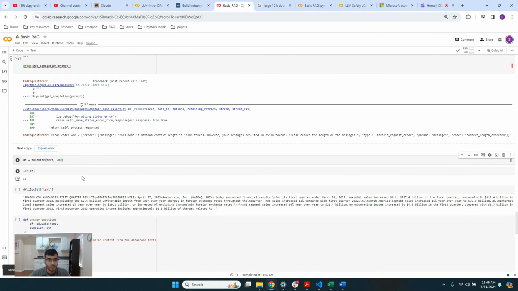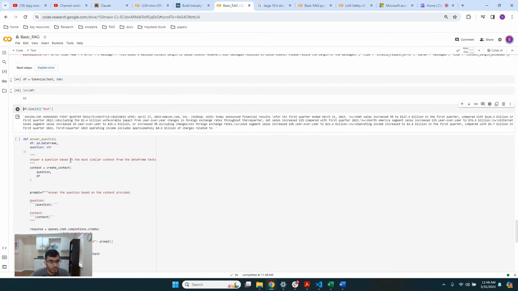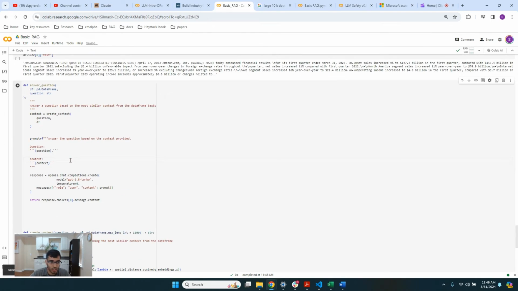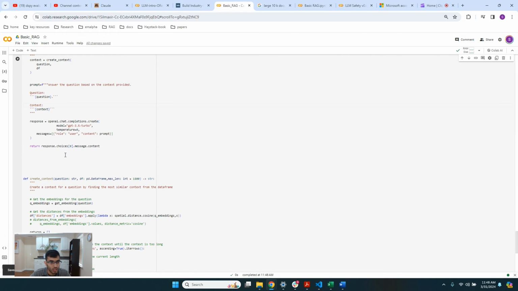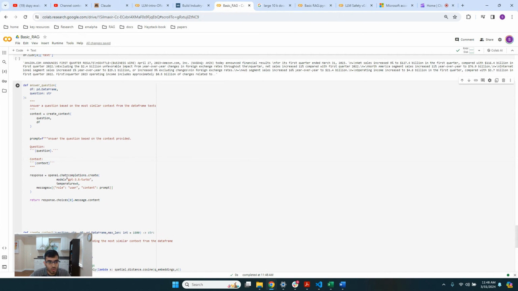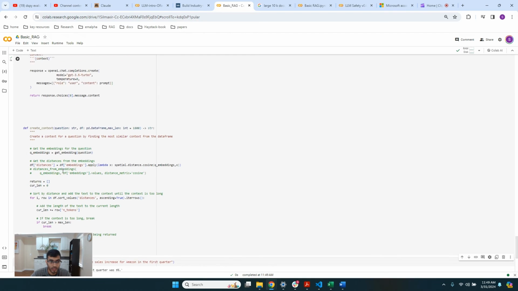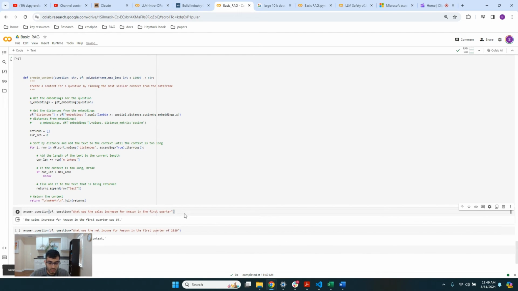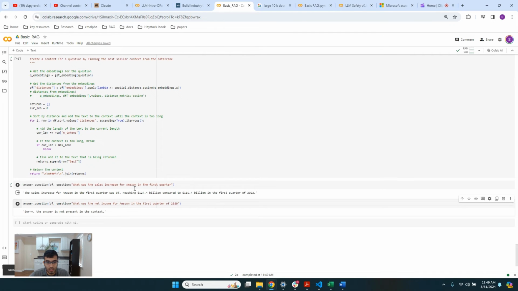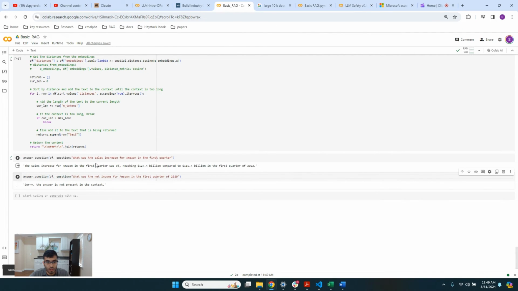All right, so let's now go ahead and tokenize this entire document. So you've done that, and let's now try and answer these questions. This function here is to answer the question given the context. And this function here is to create that context based on finding the most similar context between the question and that data frame. So now let's ask that question here. What was the sales increase for Amazon in the first quarter? Okay, great. This was 9%.